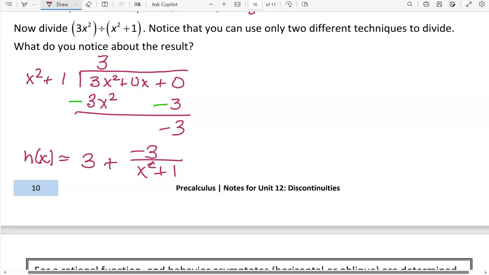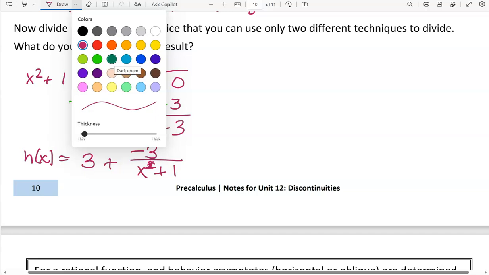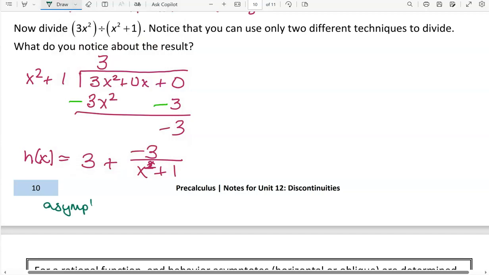As in the previous examples, the remainder over the divisor gets very small as x gets either very positive or very negative, and so there is an asymptote to the graph in the form y equals 3, and we're going to call that an end behavior asymptote.